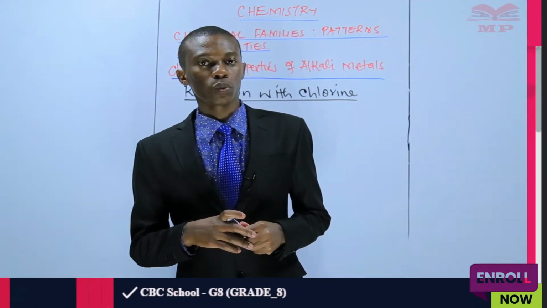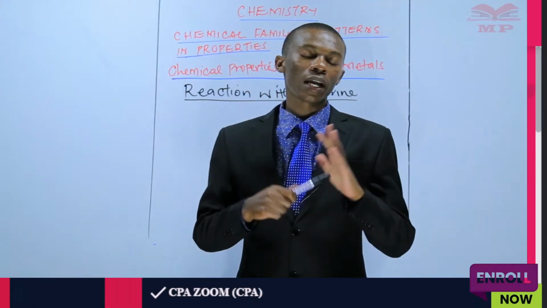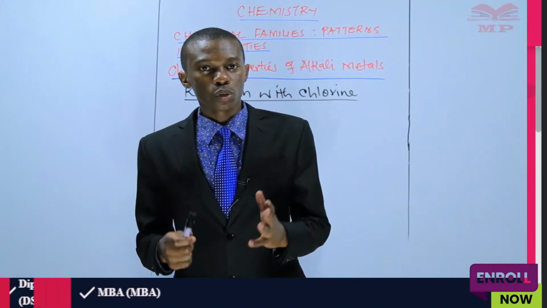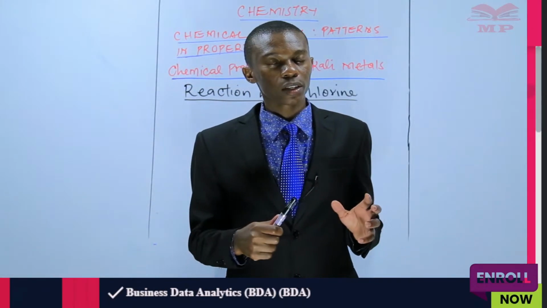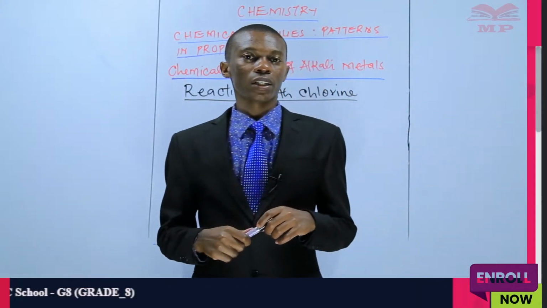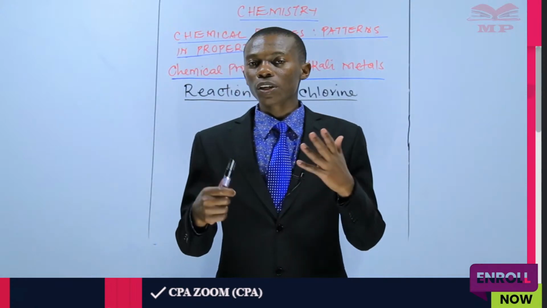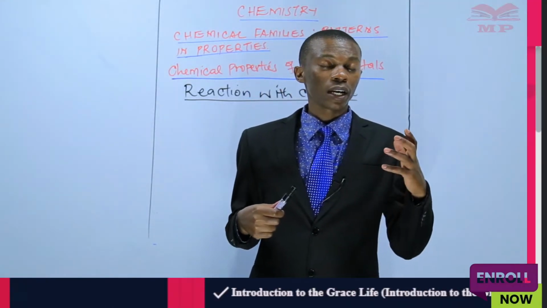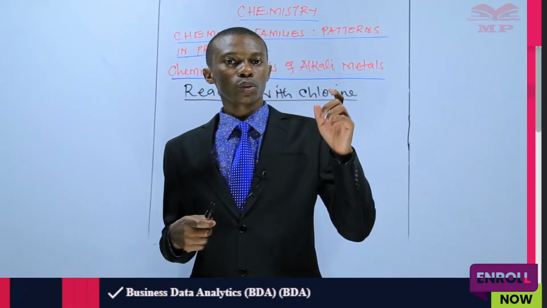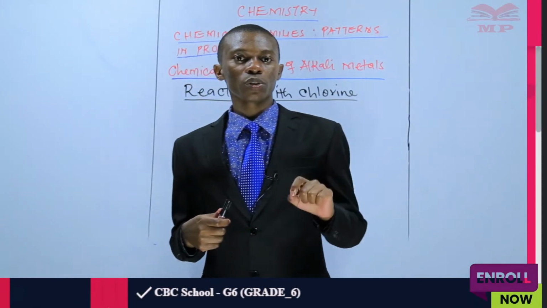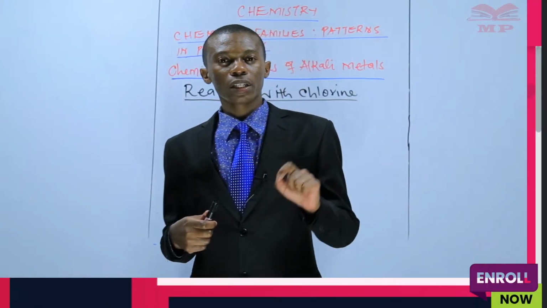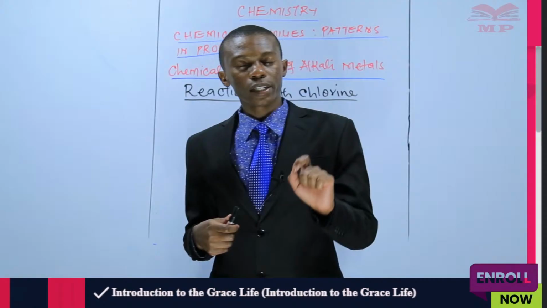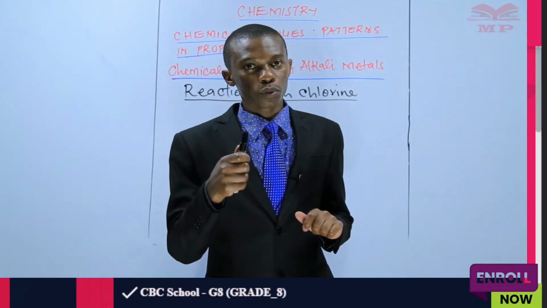In our previous lesson, we discussed the reaction of alkali metals with water, where we said that when alkali metals react with water, they lead to the formation of an alkaline solution, that is hydroxides of these metals, and hydrogen gas is produced. I hope you still remember those reactions. You should be able to write the chemical equation. But still remember that I left you with the assignment, and the assignment was to write balanced chemical equations for the reaction between lithium and water, sodium and water, and potassium and water. I hope you have done that.